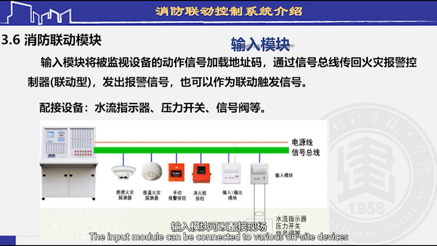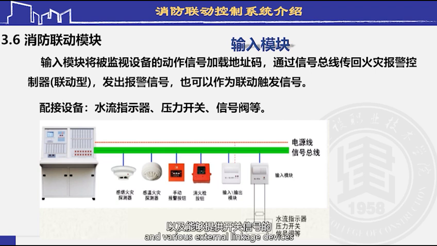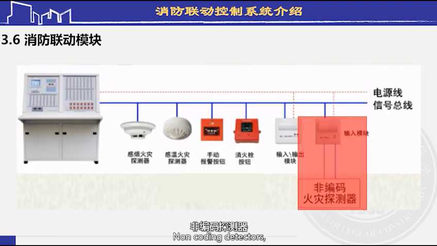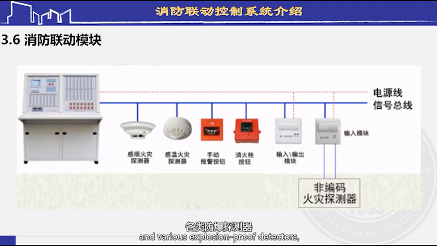The input module can be connected to various on-site devices that require feedback signals, such as water flow indicators, pressure switches, signal valves, and various external linkage devices that can provide switch signals. Non-coding detectors, such as linear beam smoke fire detectors, linear temperature fire detectors, and various explosion-proof detectors, also need to be connected to the fire alarm system through input modules.